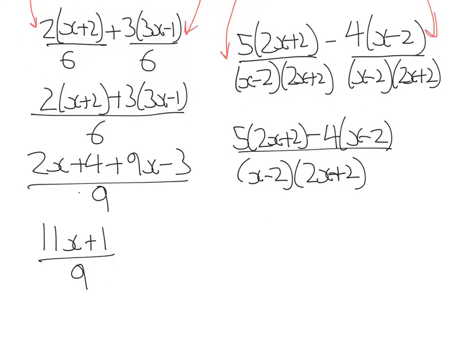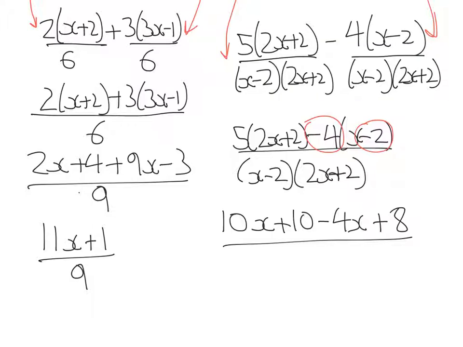Give myself a bit of space. Expand the top bracket line. 10x + 10 - 4x, and watch, we've got minus 4 and a minus 2, so it's going to be + 8 all over these two brackets. Takes ages to write out, doesn't it? Right? And let's shift it up once more.